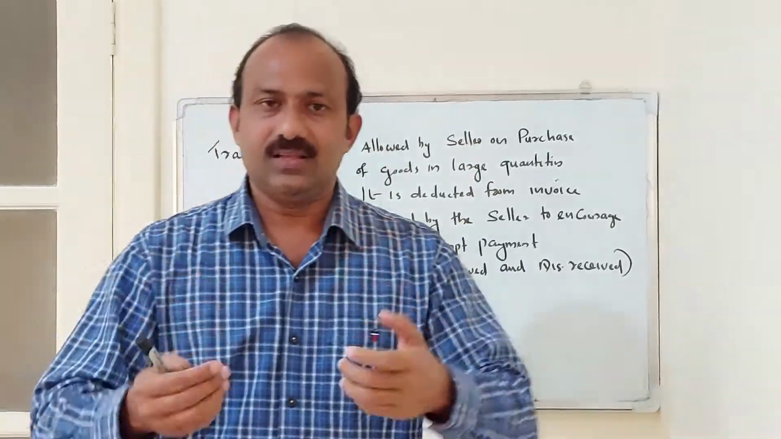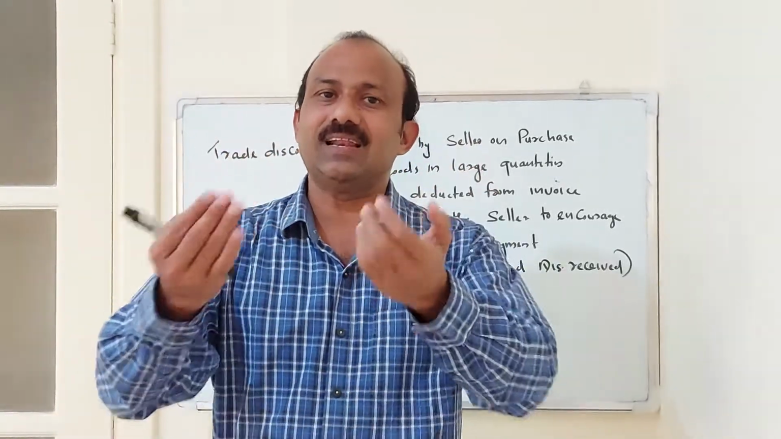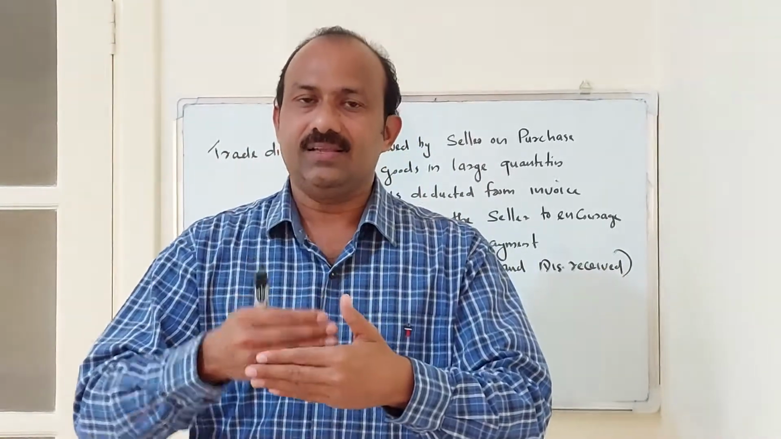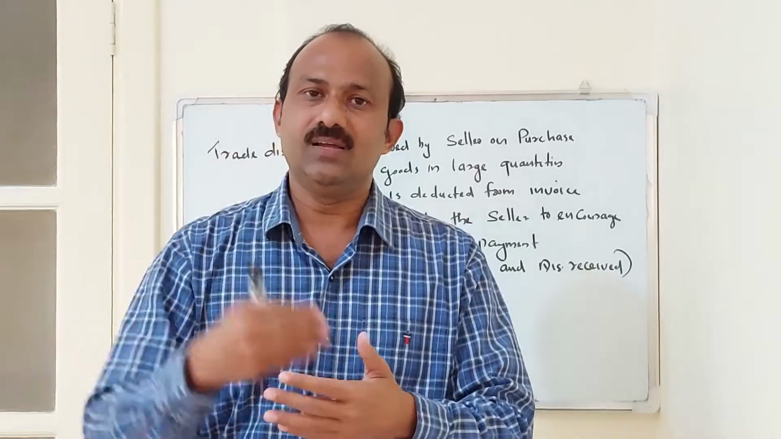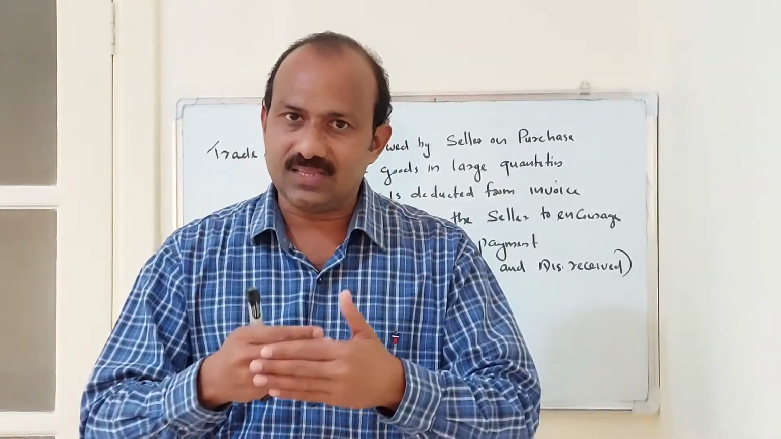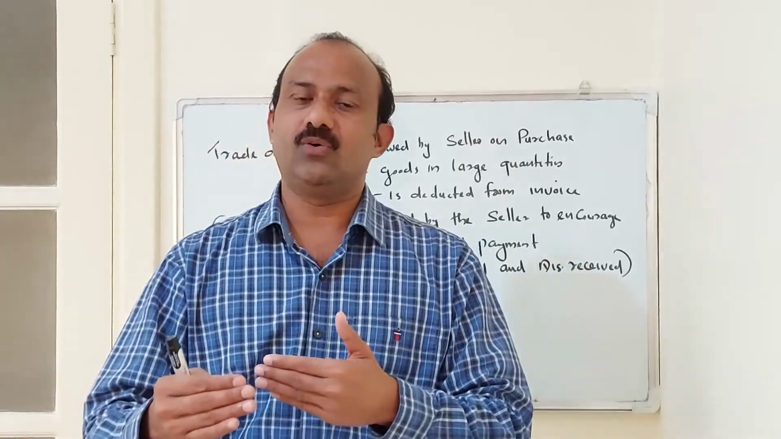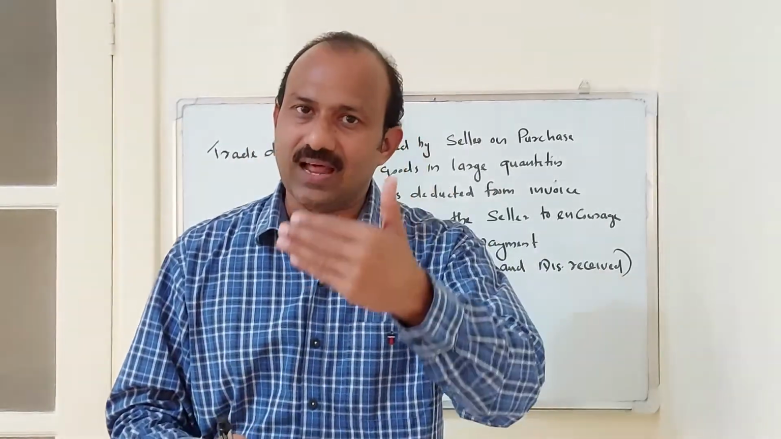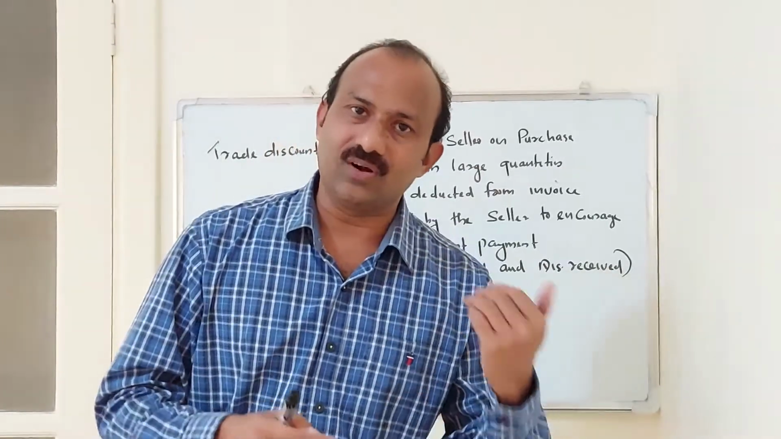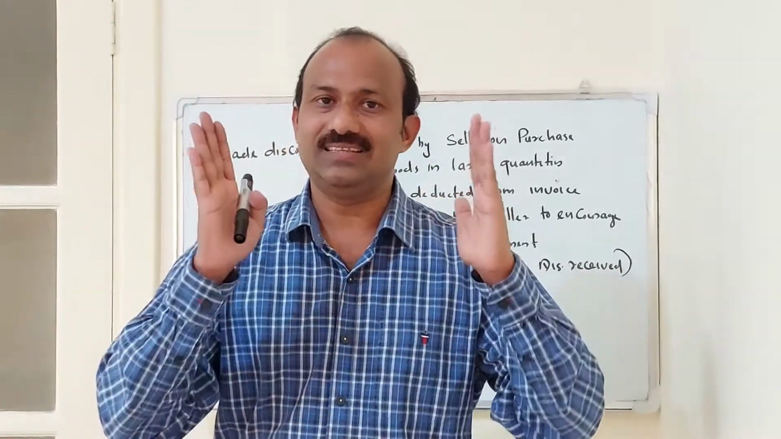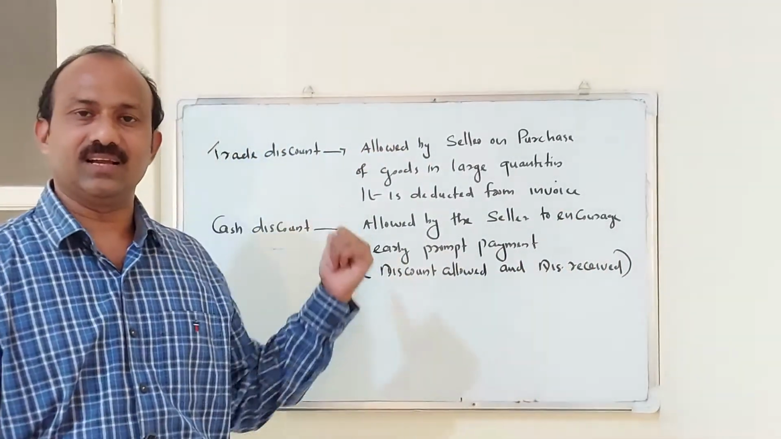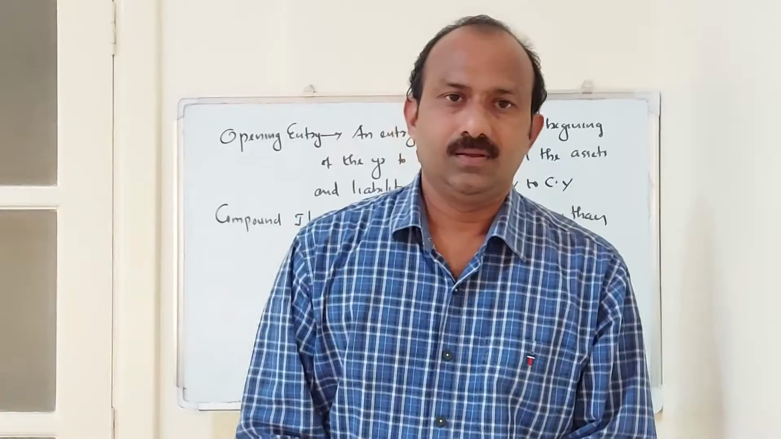If a person is settling the money early, at that time the seller allows a discount. That discount is known as cash discount. The person who allows the discount records it as discount allowed. The person who receives the discount records it as discount received. These are the two terms: one is trade discount and the second one is cash discount.